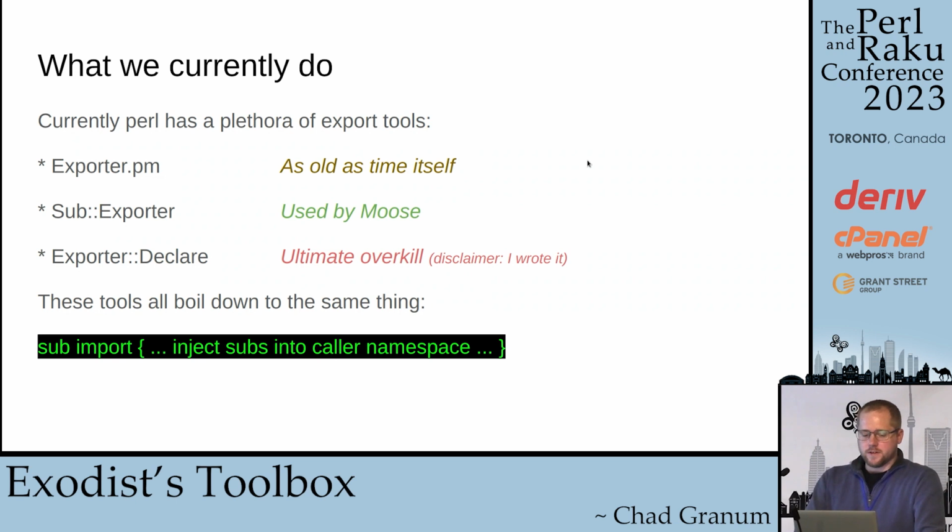So currently in Perl, usually to do an export, you use Exporter.pm, which is as old as time itself. If you're using Moose, it uses sub-exporter under the hood. There's also Exporter declare, which is ultimate overkill of exporting. And as a disclaimer, I wrote that one. But these tools all boil down to the same thing: defining an import method on a namespace that then injects methods or subroutines into another namespace.